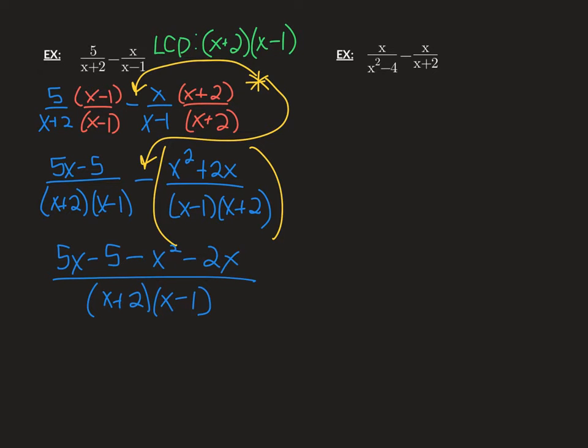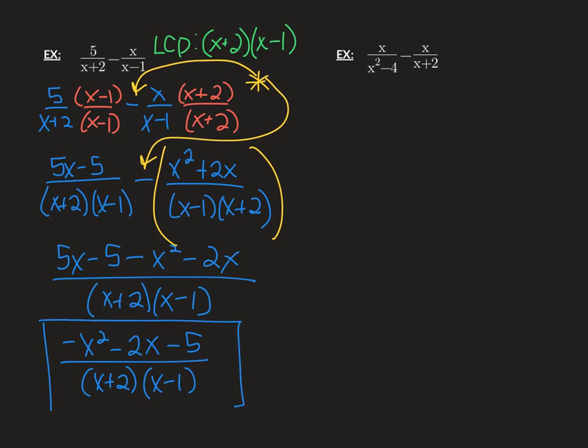Now I can combine like terms, so we get negative x squared minus 2x minus 5 when I combine like terms over x plus 2 and x minus 1. Now, if I could, I would factor the top, but what I notice is there's nothing that's going to multiply to a 5 and add to a 2. So I don't really have to worry about factoring this particular one. So this is my answer.